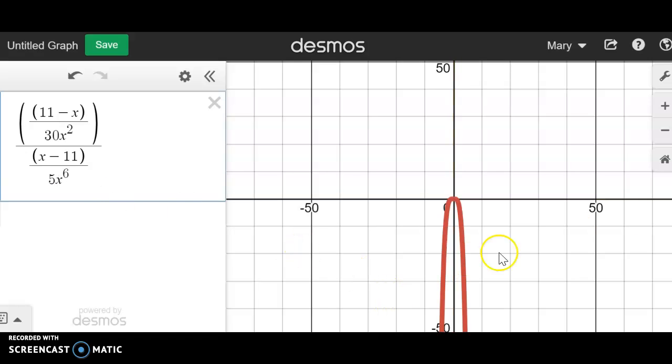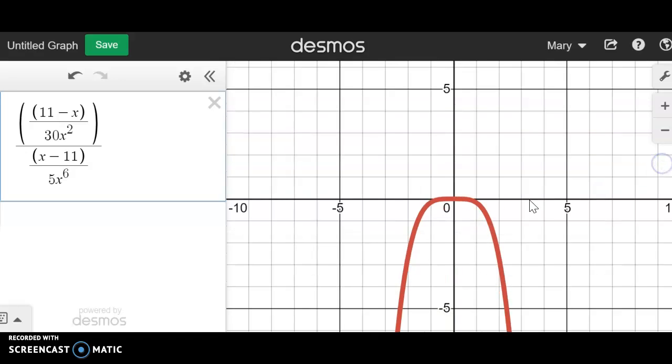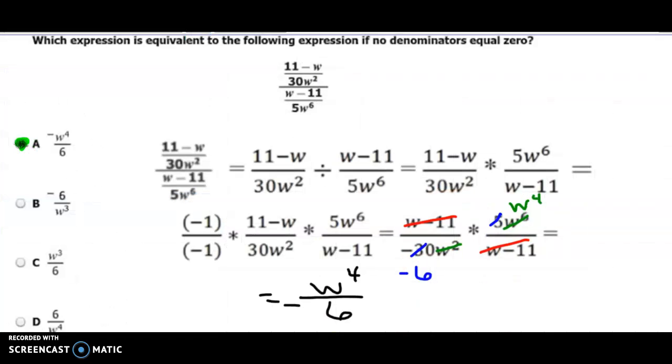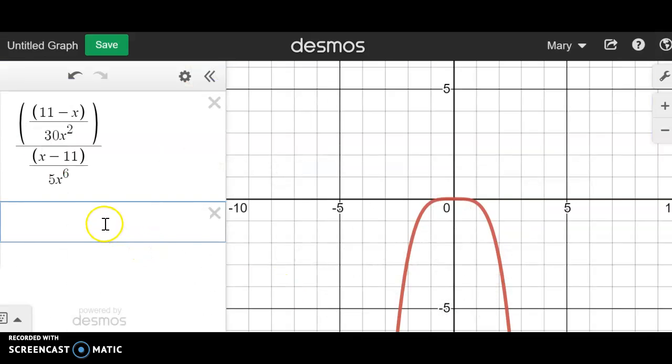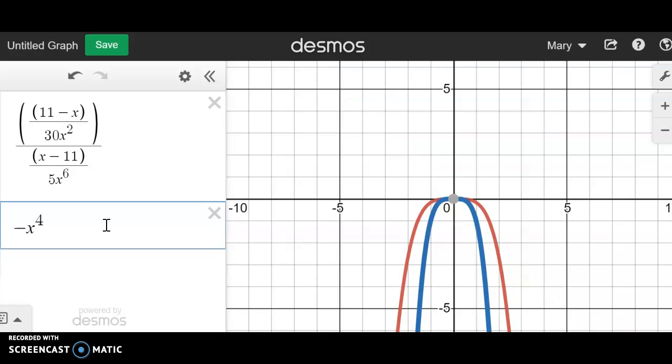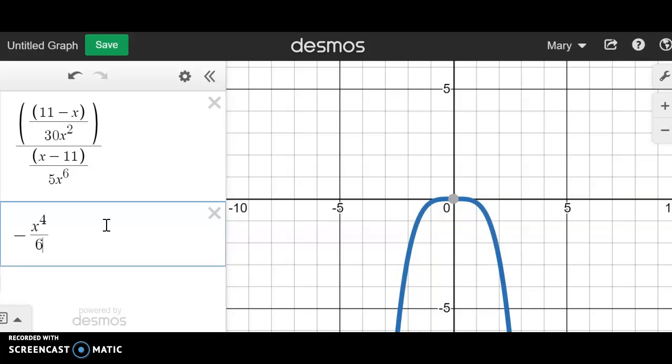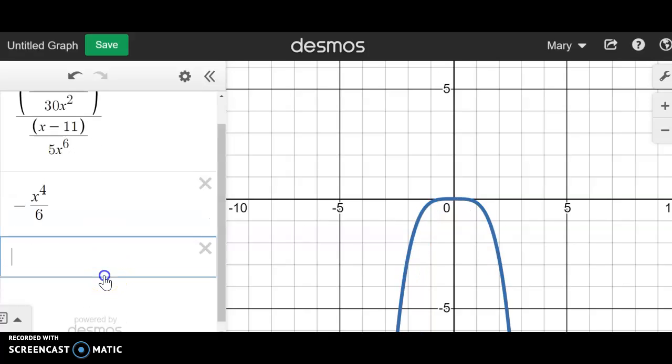Okay, so I've got a graph, all right? So that's good. I've got a graph there. Now I've got 4 choices. So I'm going to take each one of my choices that I'm given, and I'm going to see which one matches it. So let's do negative x to the 4th over 6. Negative x to the 4th divided by 6. Ooh, that looks pretty good.